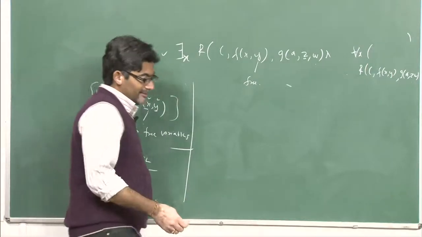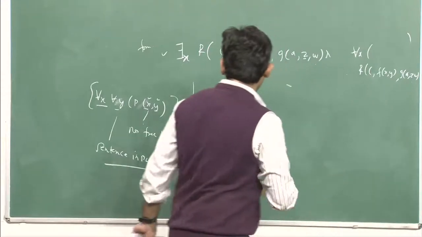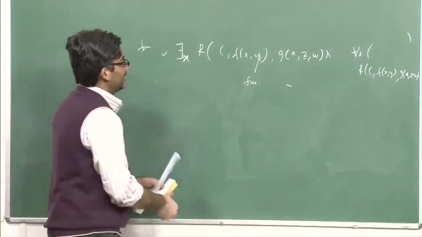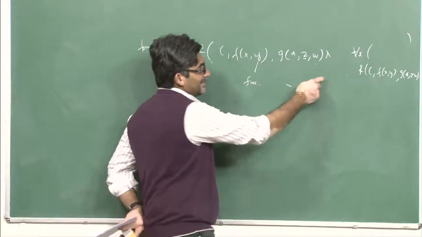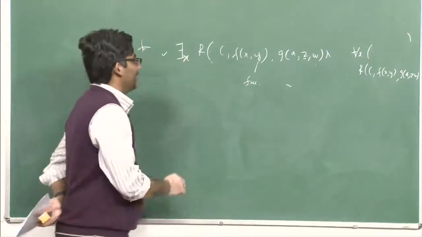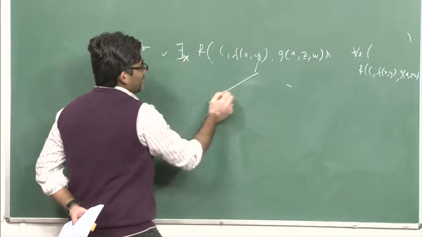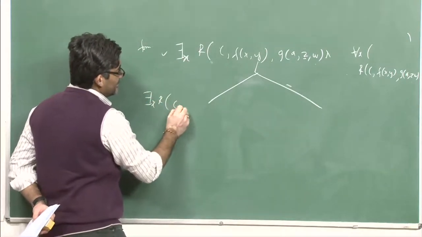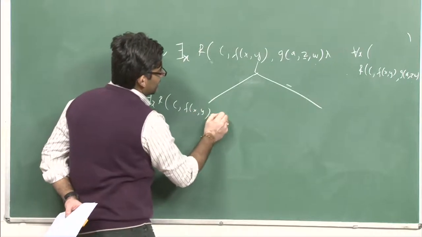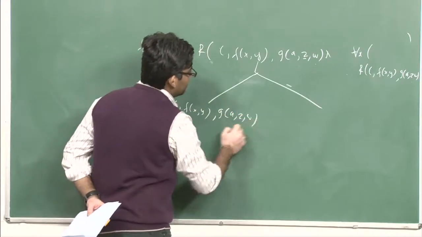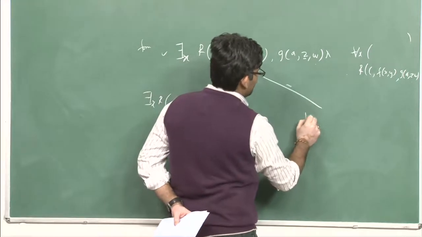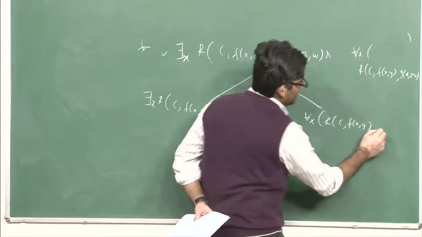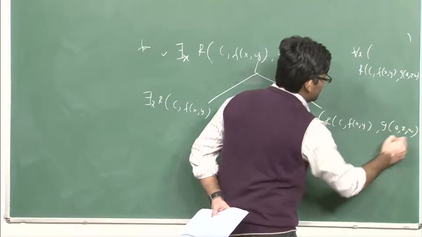So now we are trying to form a formation tree for this particular kind of formula. This will have quantifiers followed by atomic formulas, and then a quantifier followed by some kind of atomic formula. So now this will have this thing. First you need to write this, R(C, f(x, y), g(a, z, w)), and the second one is this one, for all x R(C, f(x, y), g(a, z, w)).